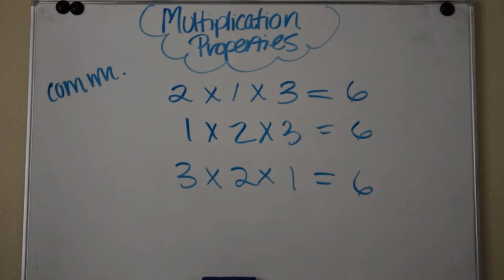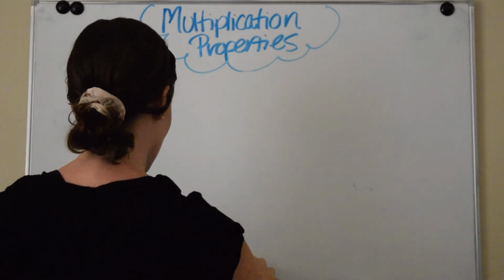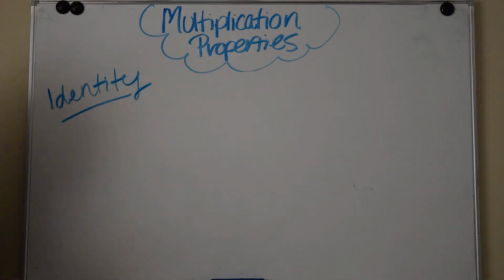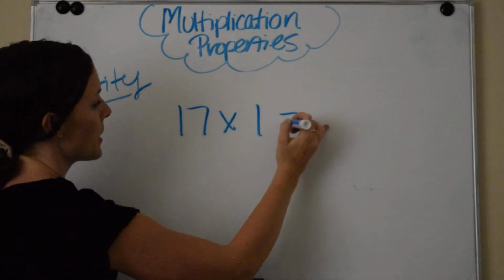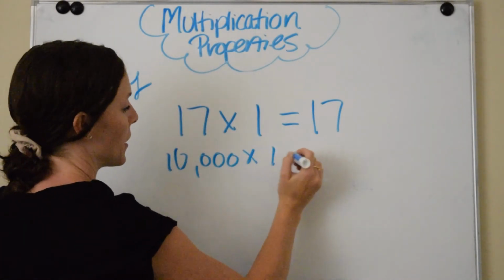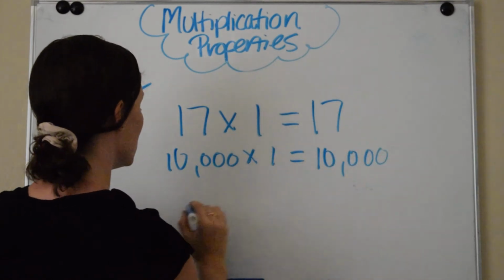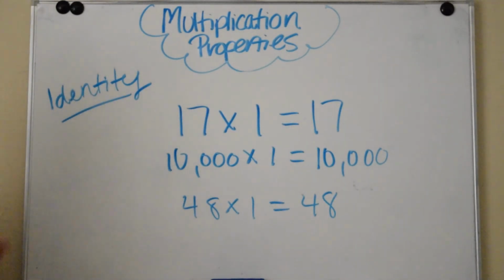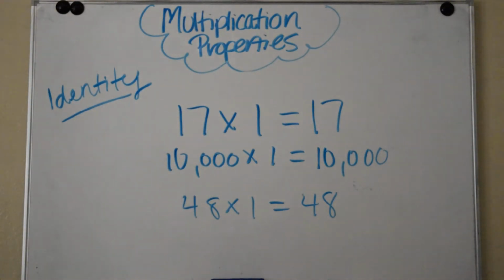The last one I'm going to show you is called the identity property. This one is probably the easiest. Remember the identity property: think of yourself, your identity, the number stays the same. Basically, any number times 1 is itself. What's 17 times 1? 17. What's 10,000 times 1? 10,000. What is 48 times 1? 48. So do you see the pattern? Anything times 1 is itself, and that is the rule of the identity property with multiplication.